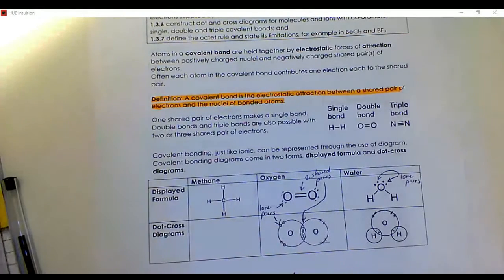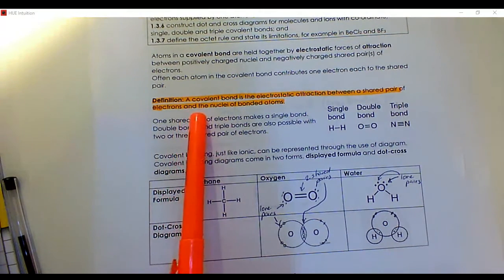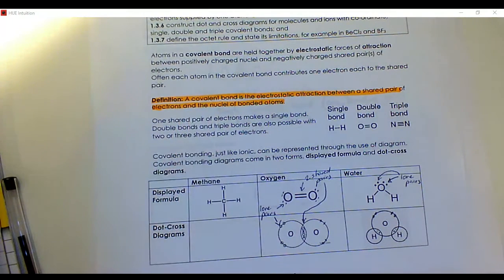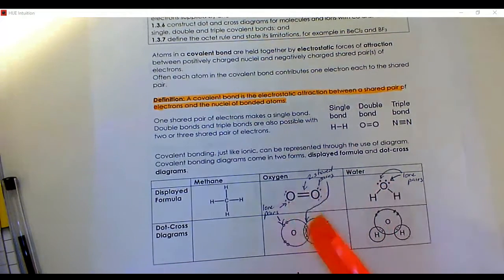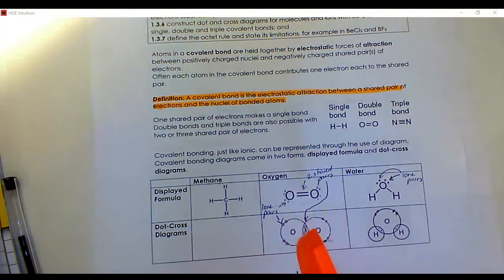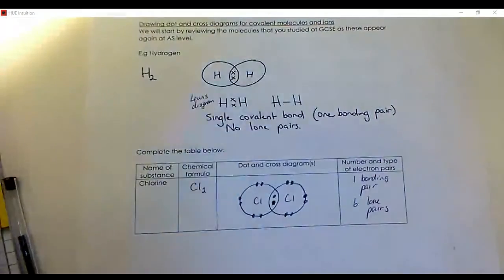In the last video, we did the first 4 pages, and just to recap, here are the definitions you need to know: the definition of a covalent bond, and the idea of these diagrams: displayed formula or line diagrams, the overlapping shells, the old GCSE dot and cross diagrams, and then we're moving on to Lewis diagrams as well, right?